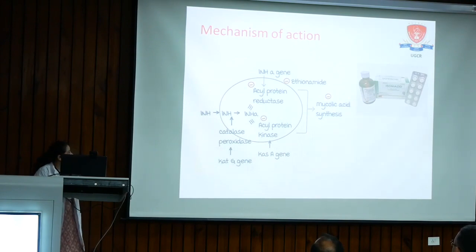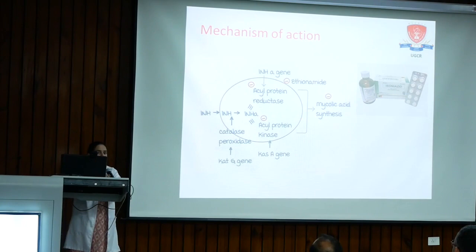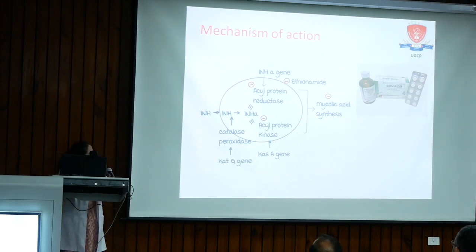Coming to the mechanism of action, isoniazid enters mycobacterium and gets activated by the enzyme catalase peroxidase. This enzyme is coded by the KatG gene. Now, if there is a mutation in the KatG gene, high isoniazid resistance is seen. This activated isoniazid then binds with acyl protein reductase and acyl protein kinase, inhibiting their function, therefore inhibiting mycolic acid synthesis, which is a major component of the cell wall in mycobacterium. Now, if there is a mutation in these genes, then low isoniazid resistance is seen. Ethionamide shows cross resistance with isoniazid as it also inhibits this enzyme.